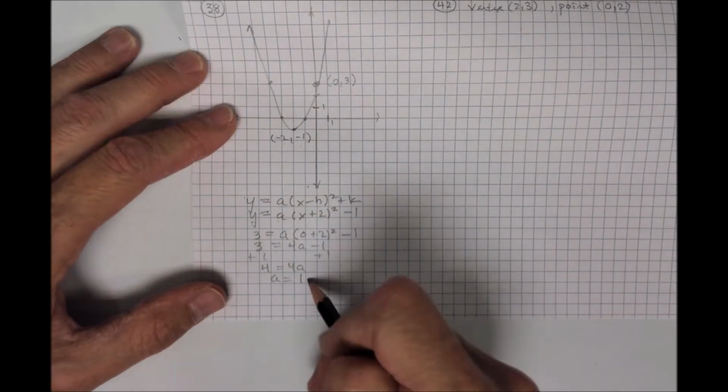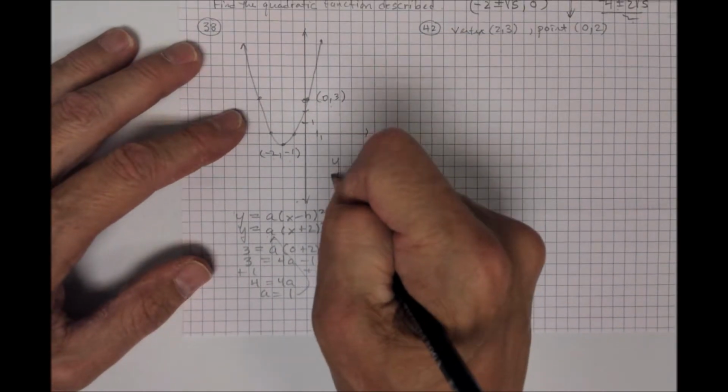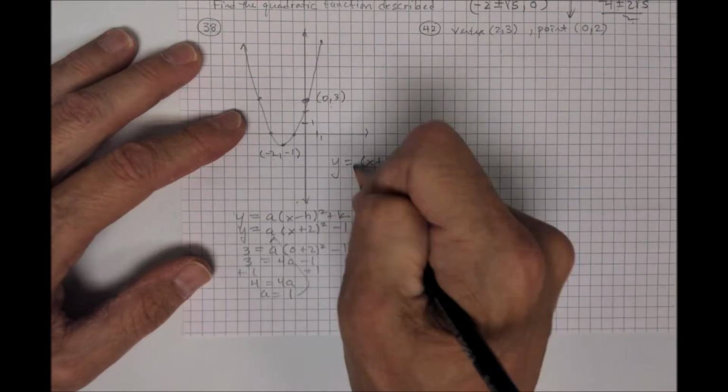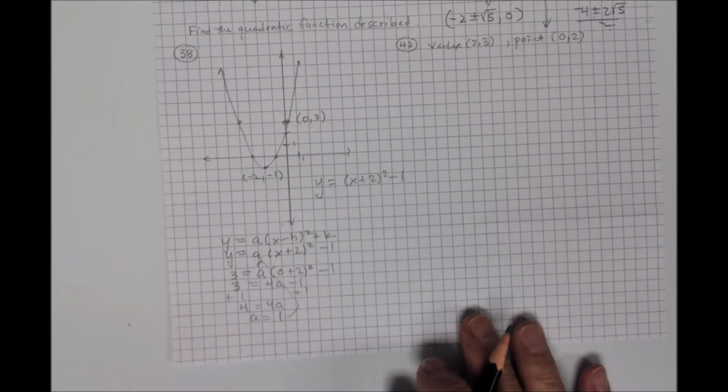So I'm going to put the 1 right there, which means I'm really not going to put the 1 there. I'm just going to write it out: y equals the quantity x plus 2 quantity squared minus 1. If you put the 1 there, you might take a point off because it's not simplified.